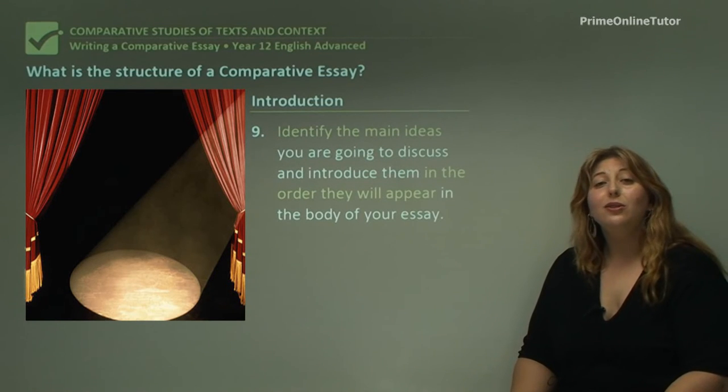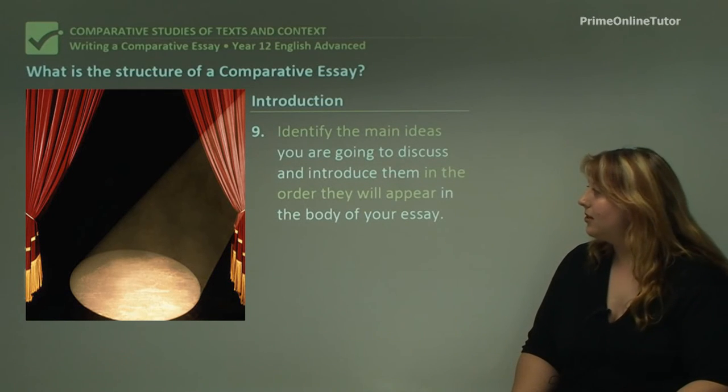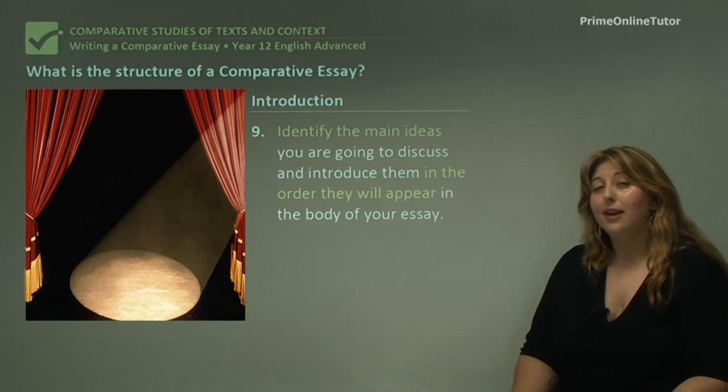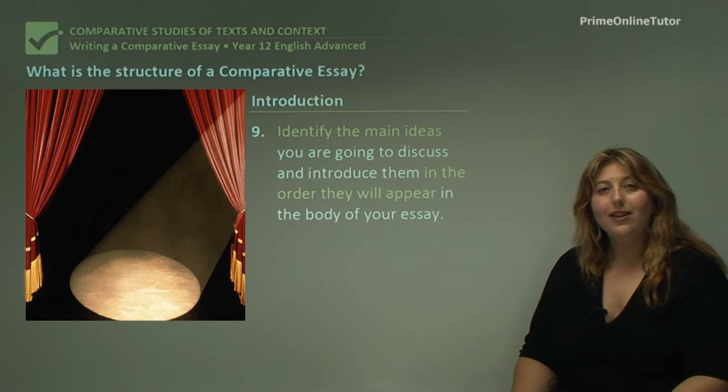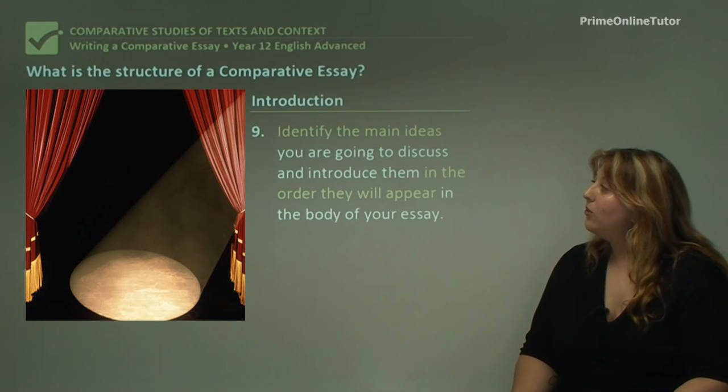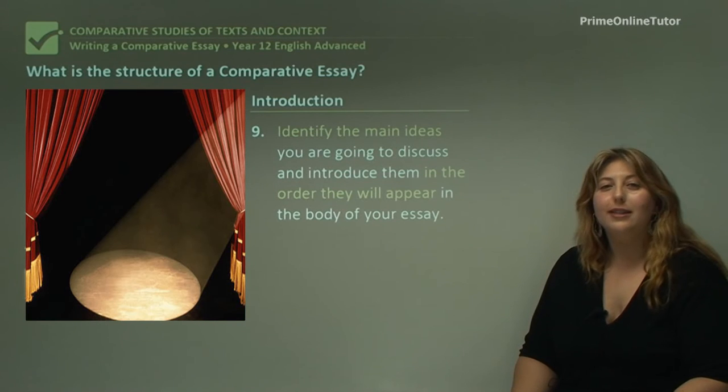The final thing you need to do is identify the main ideas you're going to discuss and introduce them in the order they're going to appear. So we call this signposting, and in a comparative essay, you're probably only going to have 3 or 4 paragraphs because the paragraphs are going to be a lot longer. So it's a good idea to list them in order here, and yeah, there should be 3 or 4 ideas you're going to discuss.